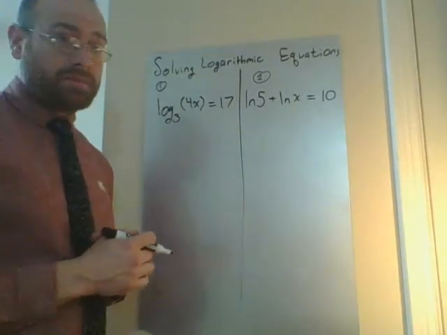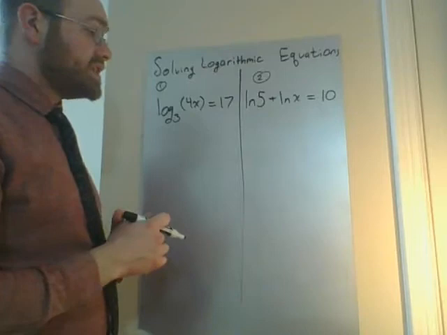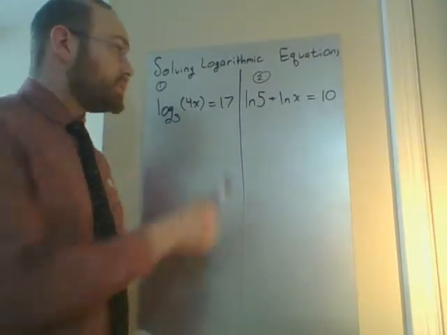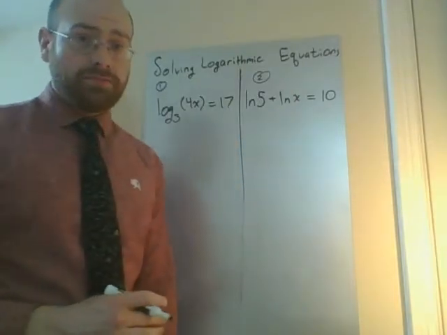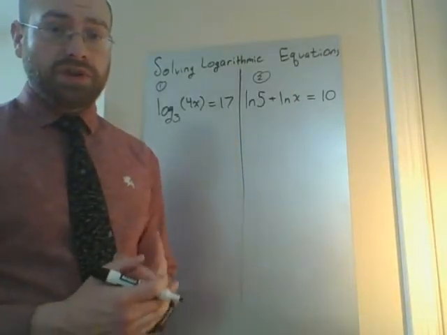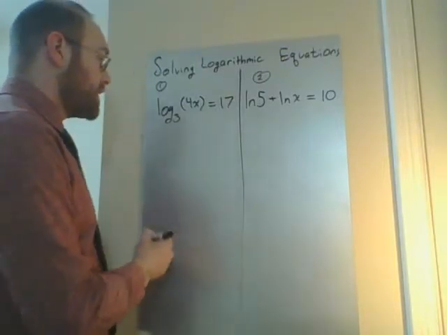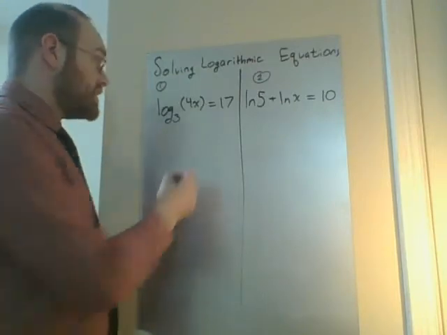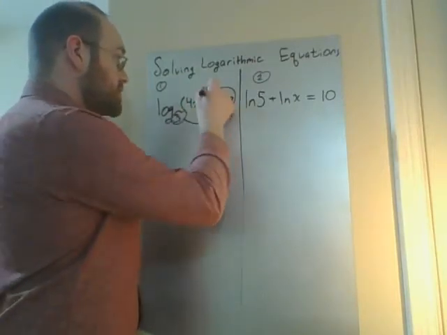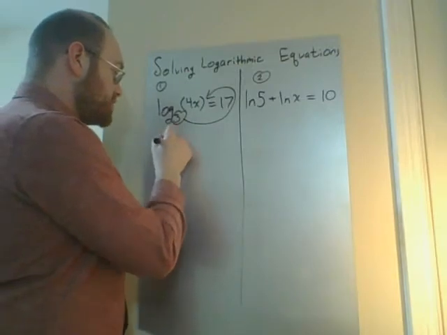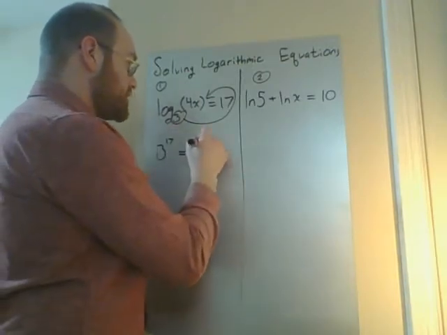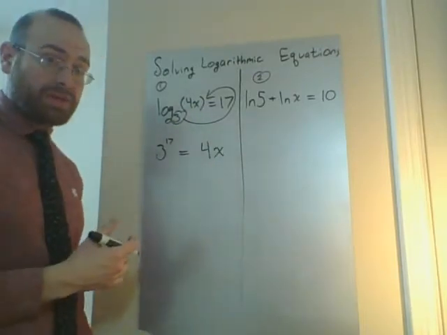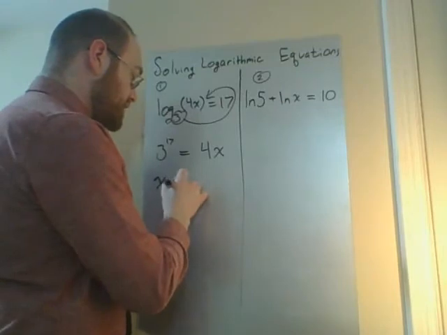Log base 3 of 4 times x equals 17. We only have one logarithm. No matter what we do, we cannot make a logarithm on the right-hand side. Our solution is going to be converting this into exponential form. There's nothing outside our logarithm, so we can go immediately into finding our base, spiraling around, and saying 3 to the 17th power is equal to 4 times x. And then we're only one step away, and that is dividing both sides by 4.